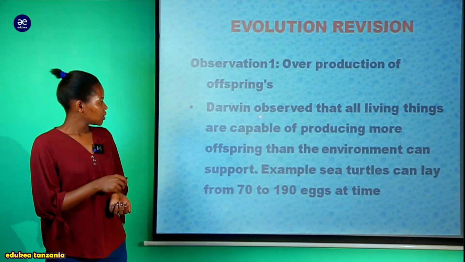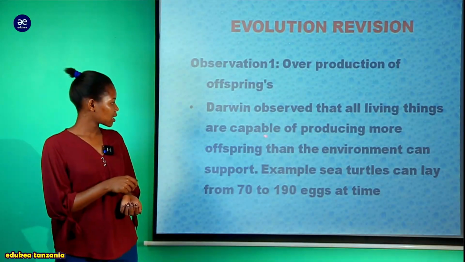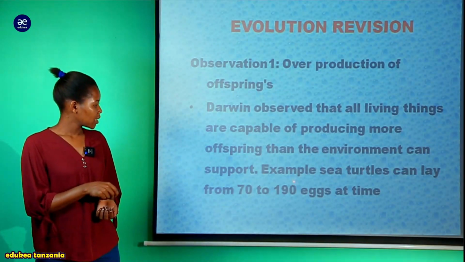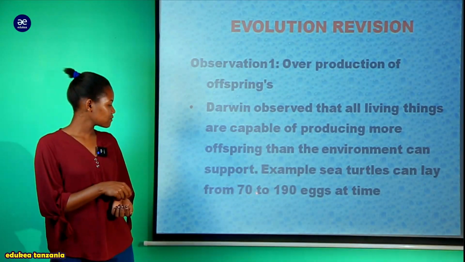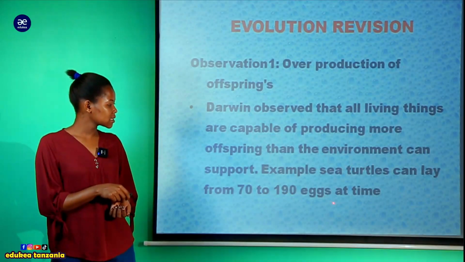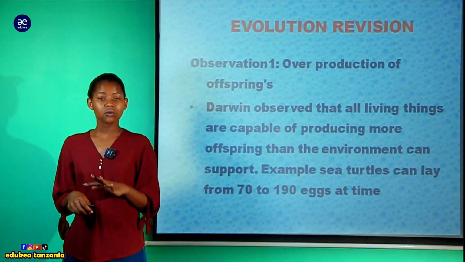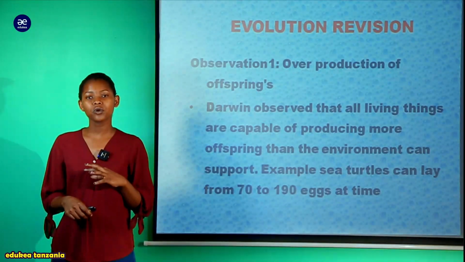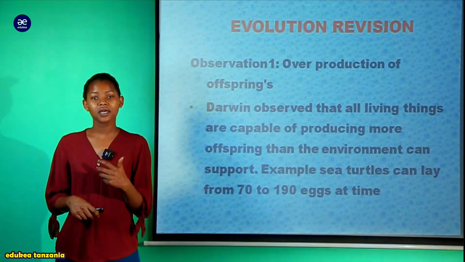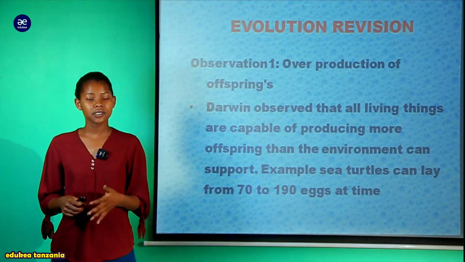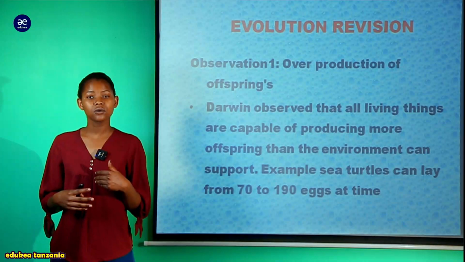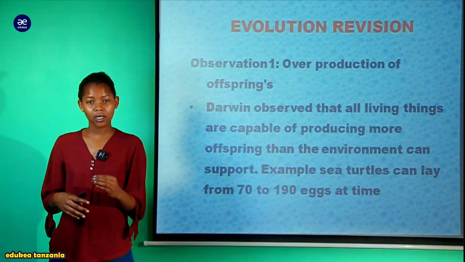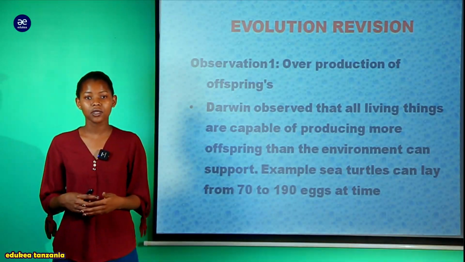As you can see, Darwin observed that all living things are capable of producing more offspring than the environment can support. Example, sea turtles can lay from 70 to 190 eggs at a time. Kwamba tunaenda kuona kwamba Darwin aliweza kuobserve kwamba organisms in the environment, they tend to produce more and more than the environment can support. For instance, here you can see sea turtles. They tend to lay 70 to 190 eggs per time. Yani kwa muda tu anaweza kutaga mayai 70 kwa mara moja.